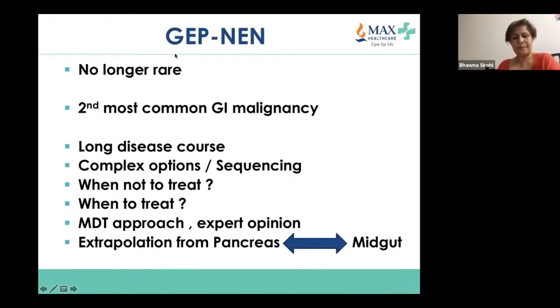Like I said, they're no longer rare. They are the second most common GI malignancy. So we really need to know everything about this. And they have a long disease course, so you can hold all the treatments that I'm going to discuss today. It doesn't matter whether you're doing your surgery, radiation, or medical.